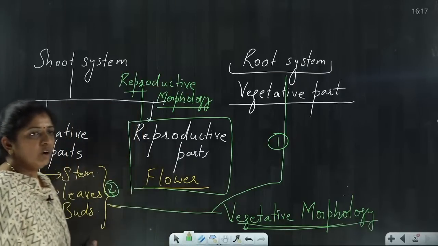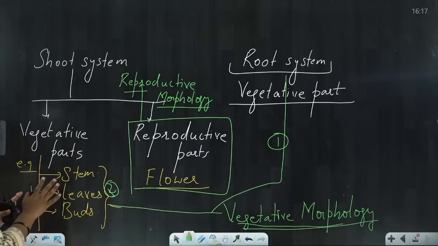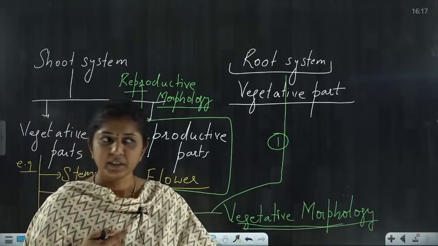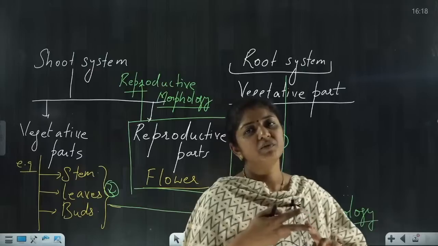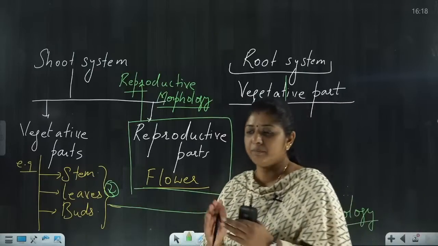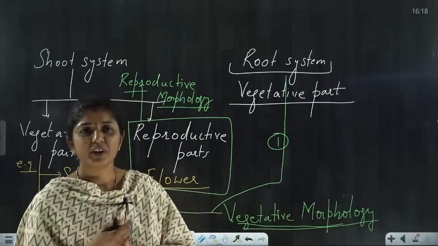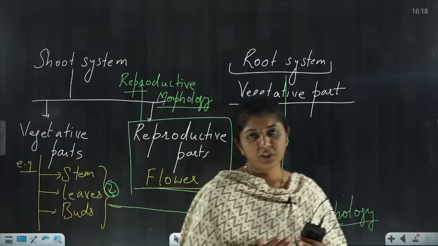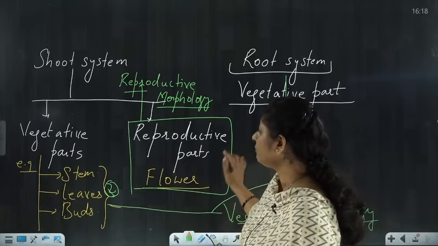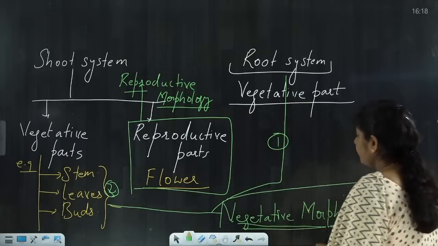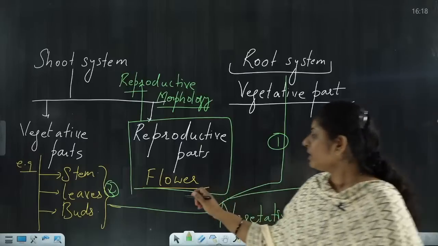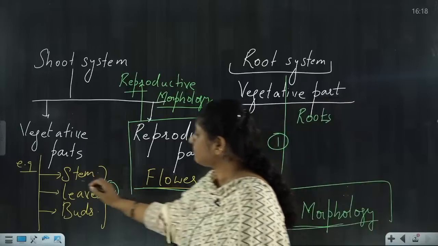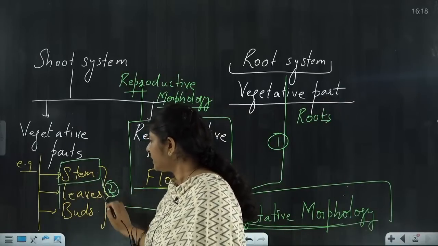Fine? Okay. Now here, this is about this thing. Two types we discussed: morphology, internal and external. Again, two types of morphology based on the parts: vegetative morphology and reproductive morphology. Are you getting that? First of all, we will pick up vegetative morphology in detail, where we will discuss the roots, then the stem, then the leaves.